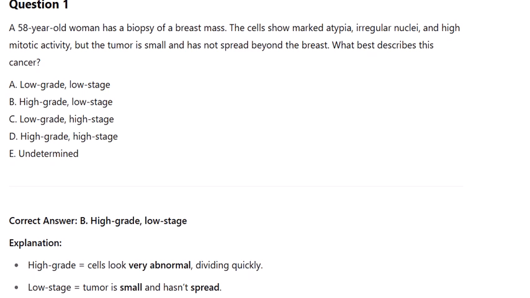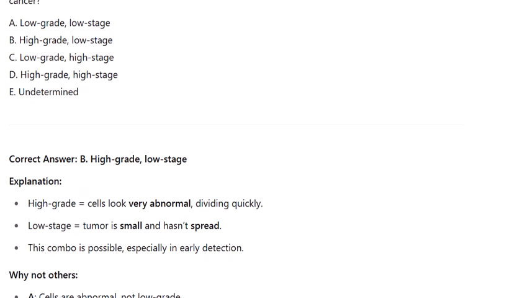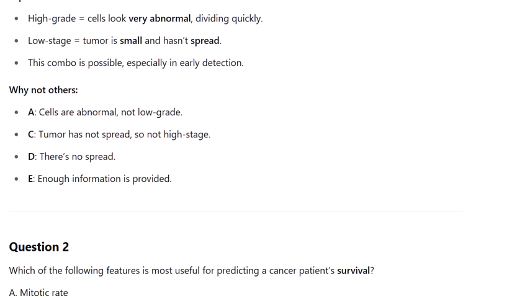High grade, low stage. Explanation. High grade cells look very abnormal, dividing quickly. Low stage, the tumor is small and hasn't spread. This combination is possible, especially in early detection. Why not the others? A. Cells are abnormal, not low grade. C. Tumor has not spread, so not high stage. D. There's no spread. E. Enough information is provided.